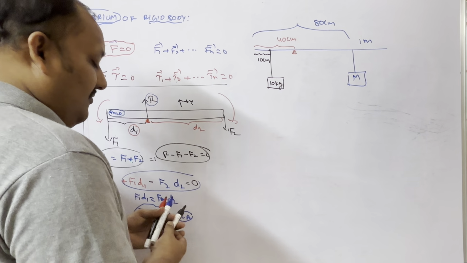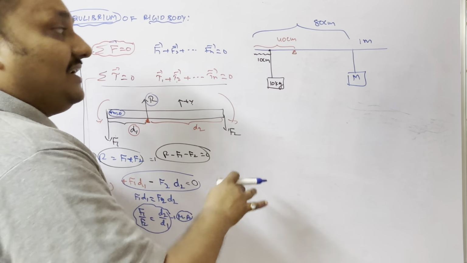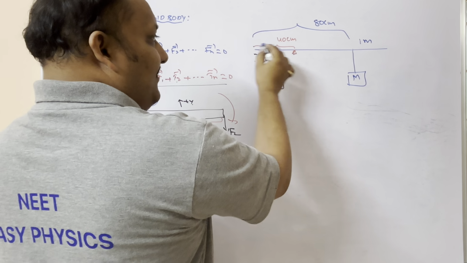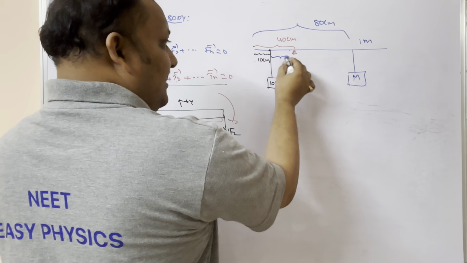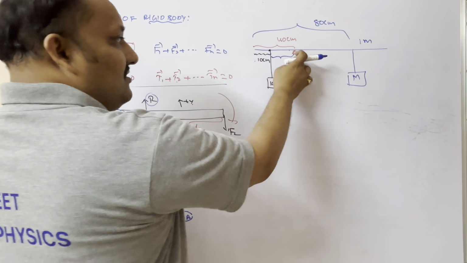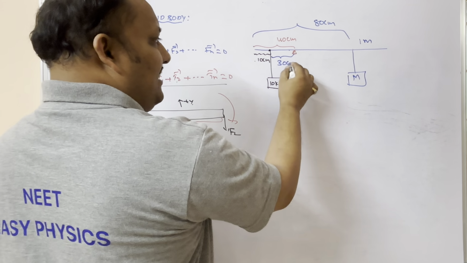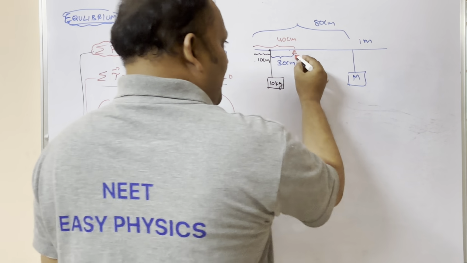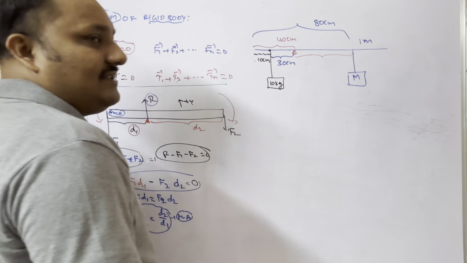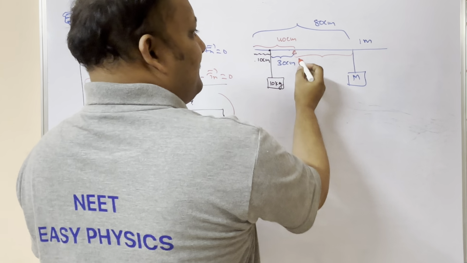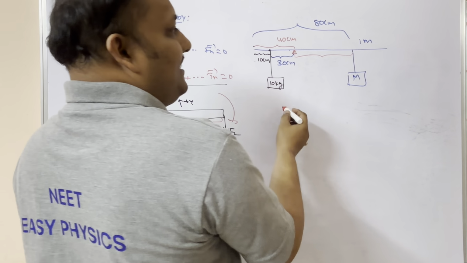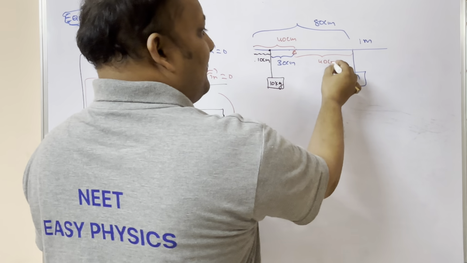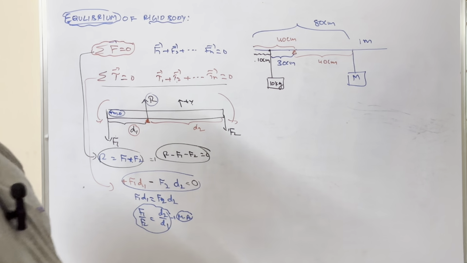So for this, we require distances from the fulcrum. If this is the fulcrum, and the object is at 10 centimeters, the fulcrum is at 40 centimeters. Can you say what is this distance? So 40 minus 10, that is going to be 30 centimeters, because we always want distances from the fulcrum. What about this distance? From here to here it is 80, and here to here it is 40. Therefore the remaining is going to be 40 centimeters.